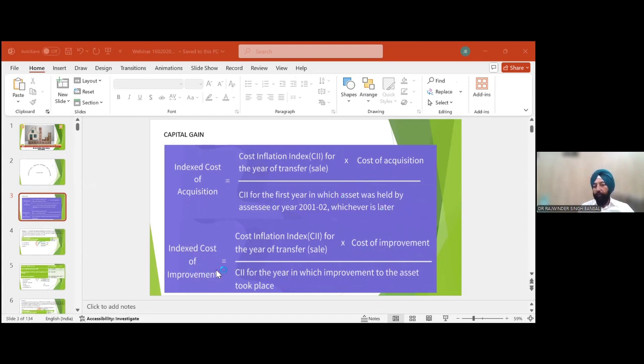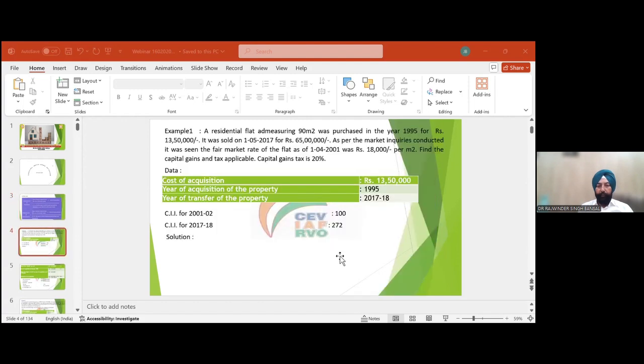Similarly, in case of indexed cost of improvement, you have to calculate the cost of improvement, and then in the denominator part, the CII for the year in which the improvement to the asset took place. So these four things, as a CBDT valuer or income tax valuer, you have to find out. How it is to be done, we will discuss with certain case studies.